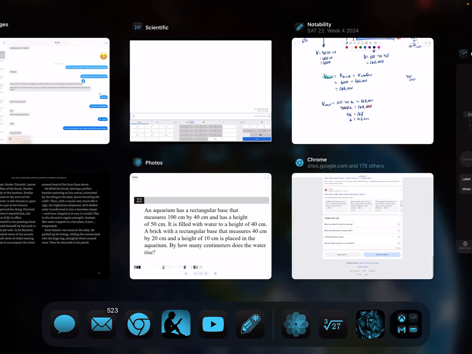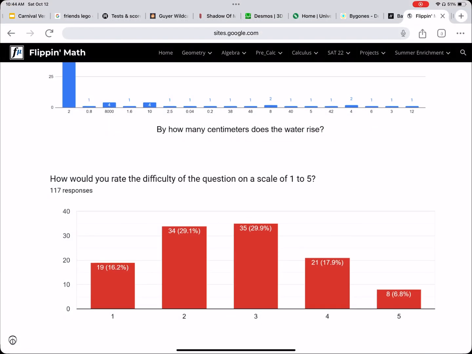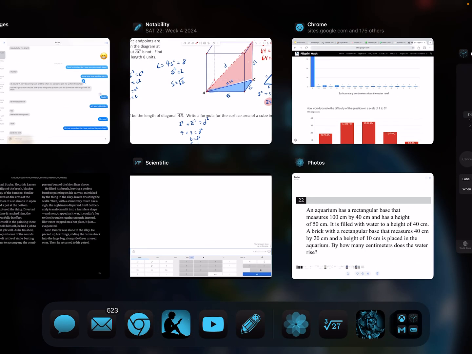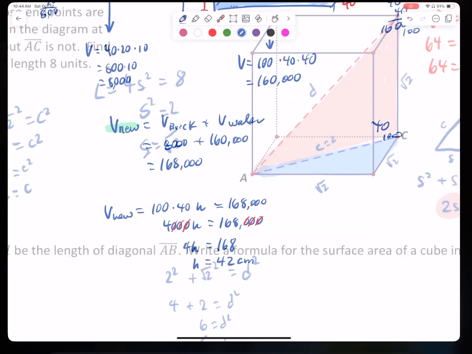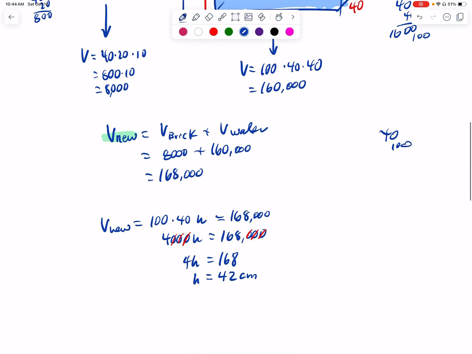If I'm not mistaken, I think some of us answered 42 centimeters. That's the wrong thing. Let's see, 42. One person did. Okay, however, 42 was not the answer that we were looking for because we wanted to know how far did the height of the water actually rise.